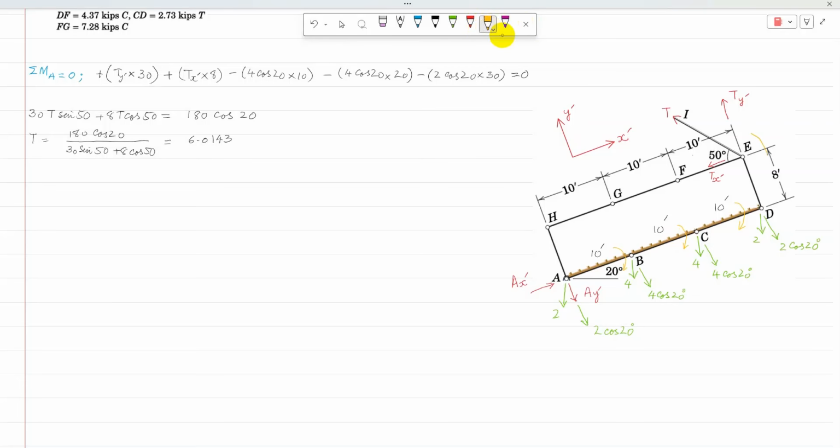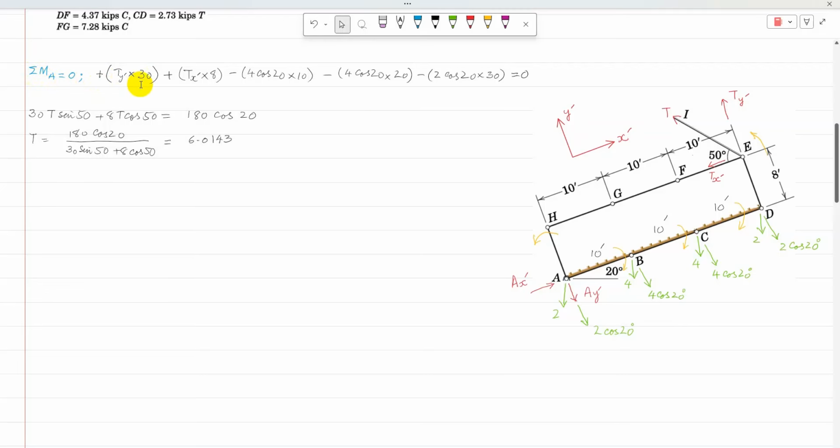And similarly, the line of action of Tx dash is along HE, and the perpendicular distance is HA. So Tx is going to produce moment in anticlockwise direction. So moment due to Tx dash is anticlockwise, moment due to Ty dash is anticlockwise, whereas moment due to 4 cos 20, 4 cos 20 and 2 cos 20 at B, C and D respectively, they are clockwise. So I can apply sigma M equal to 0.